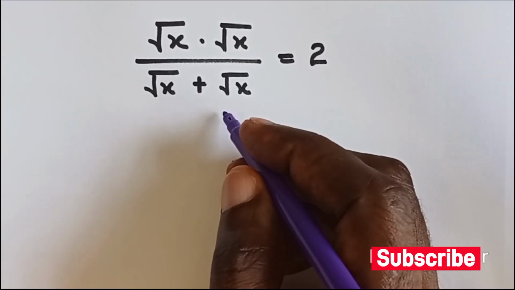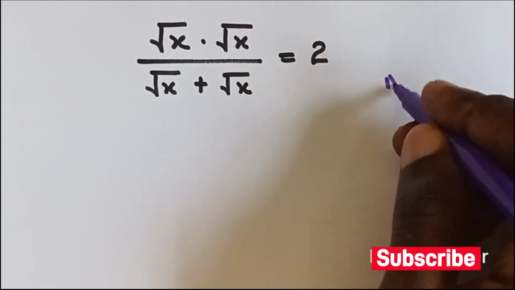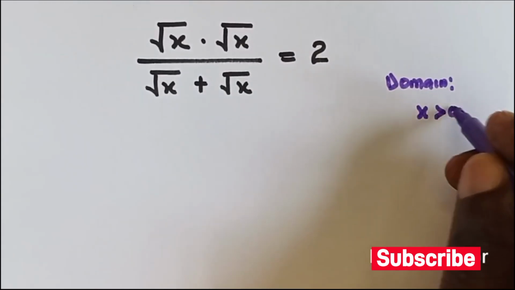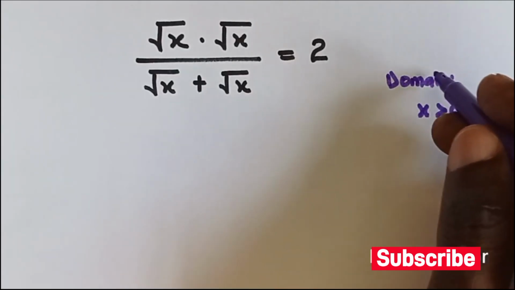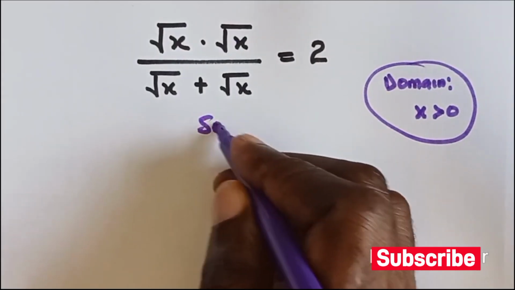Now let's quickly solve for x in this equation. Our domain must be x greater than 0. Whatever value we have for x should be greater than 0. So, solution.